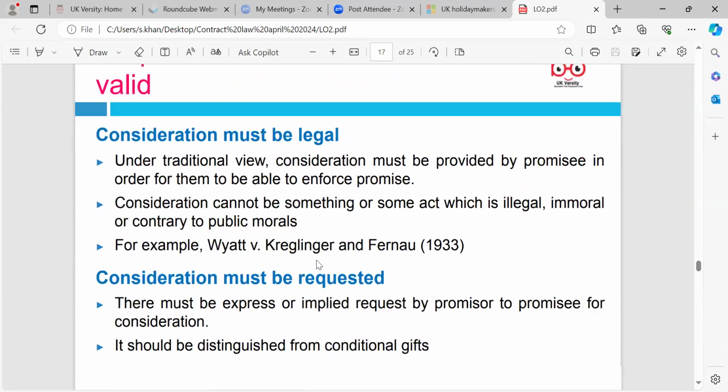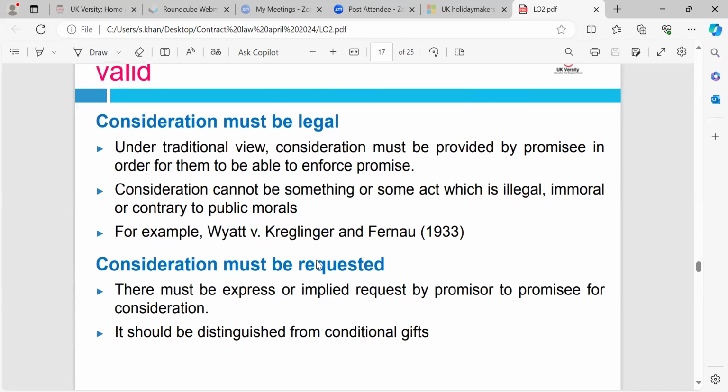Another requirement is that consideration must be legal. Consideration cannot be something or some act which is illegal, immoral, or contrary to public morals.